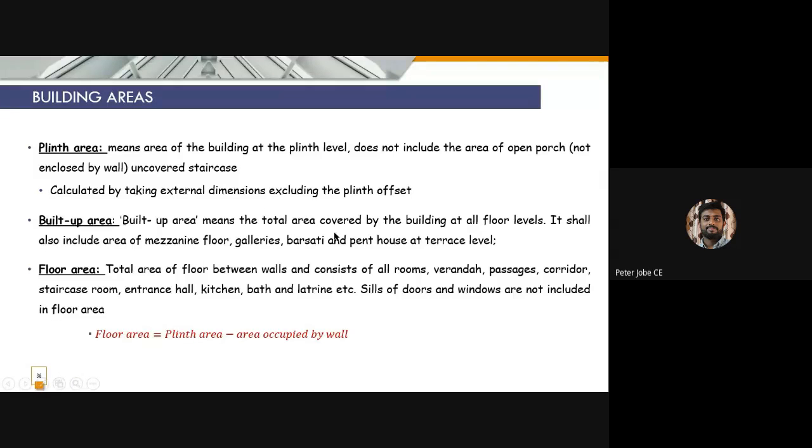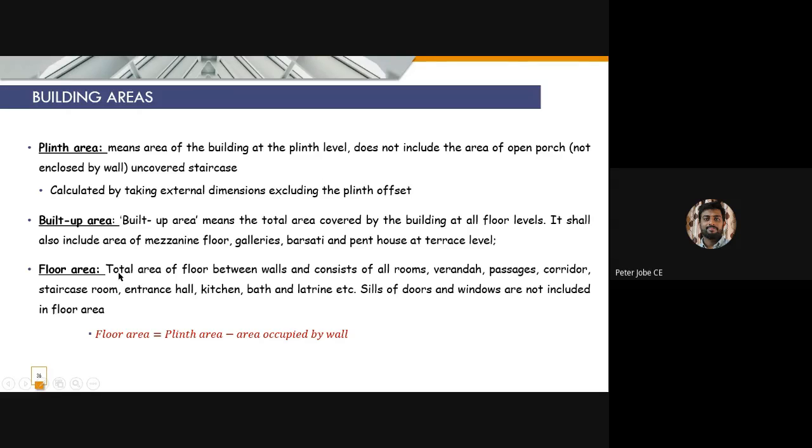And next is built-up area. Built-up area means the total area covered by the building at all floor levels. It shall also include the area of mezzanine floor, galleries, and penthouse at terrace level. In the coming slides you can understand what is meant by these terms. So built-up area is the total area covered by the building at all floor levels. You need to understand the definition.